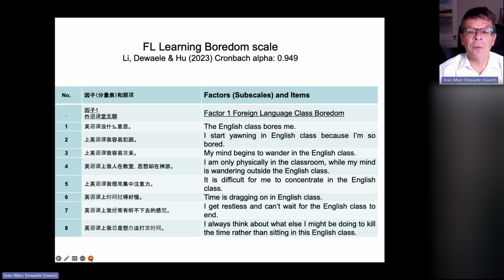So as you see, different symptoms of boredom, like yawning or the mind wandering off or having difficulties in concentrating, watching the time, all because it doesn't seem to be going forward. So an eight item foreign language class boredom scale.